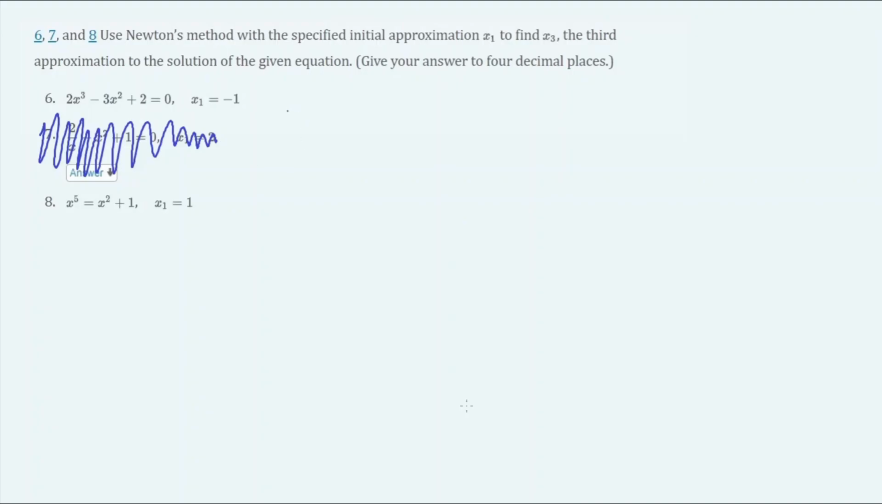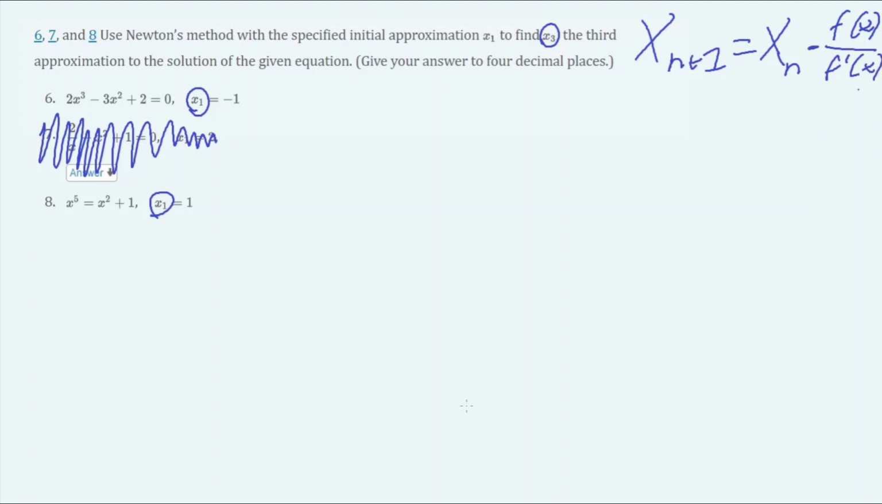Alright, so let's take a look at number 6 and number 8. So number 6 and number 8, we have to find x3, and we're given x1 for both of these, and now all we need to do is plug in Newton's method, which is going to be xn plus 1 is equal to xn minus f of x over f prime of x. So now we're actually given an equation and not a graph. So we could find the answers a lot without eyeballing stuff.